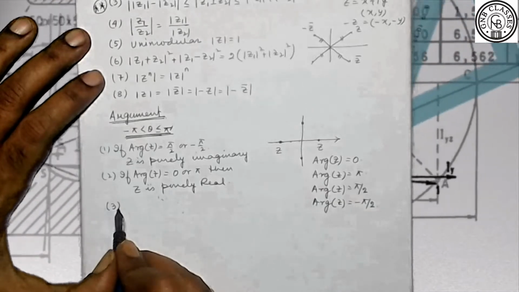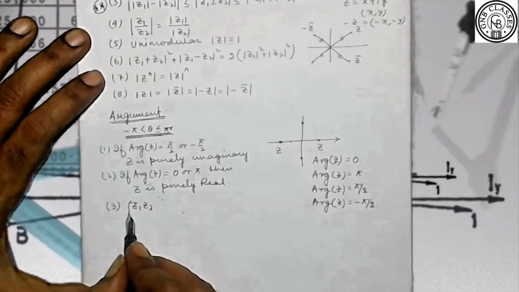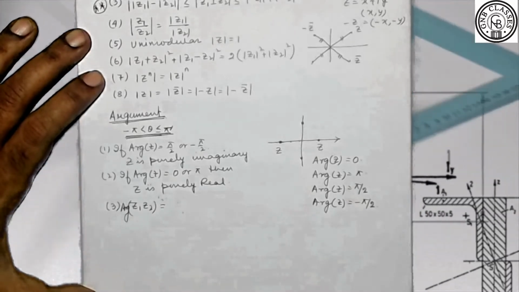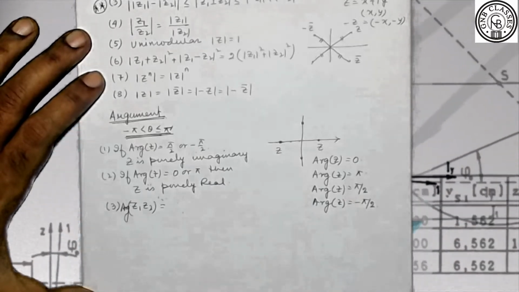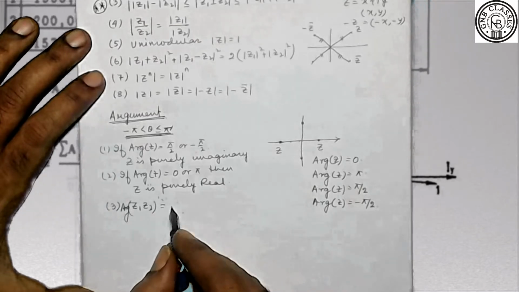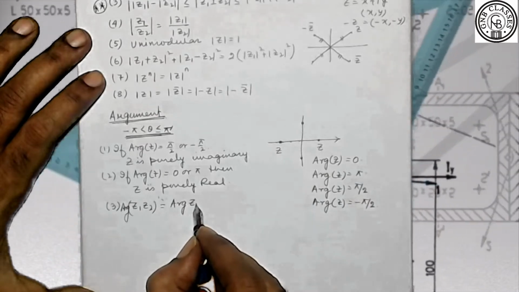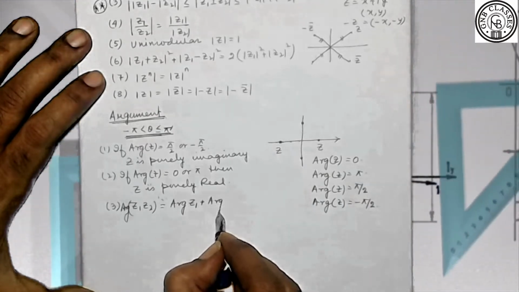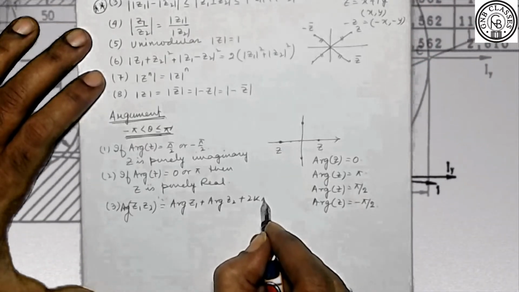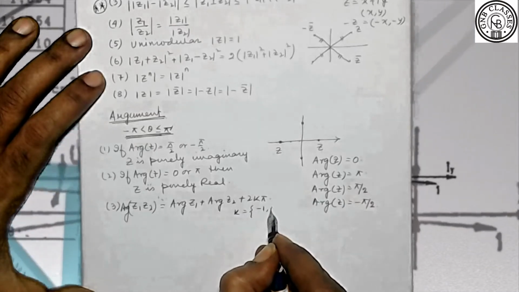Number 3. Suppose there are two complex numbers z1 and z2. If you go for its multiplication and you take its argument, the properties will behave something like log. We know that log AB is nothing but log A plus log B. In this case also, argument of z1 into z2 can be written as argument of z1 plus argument of z2. But in this case, I will add a 2k pi over here, where k takes any value, either minus 1 or 0 or 1.